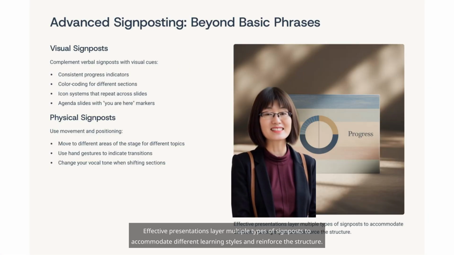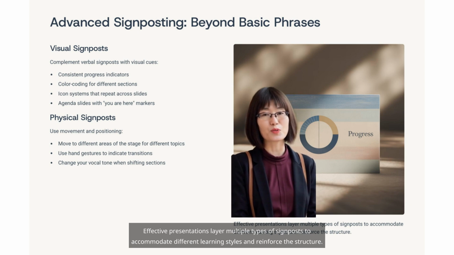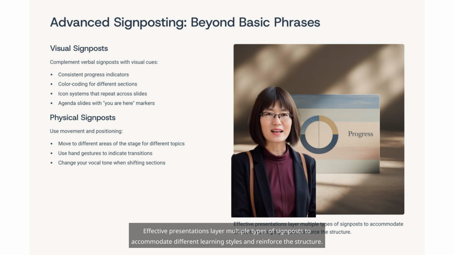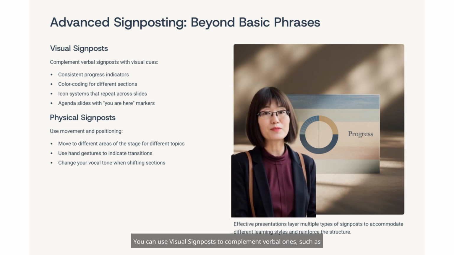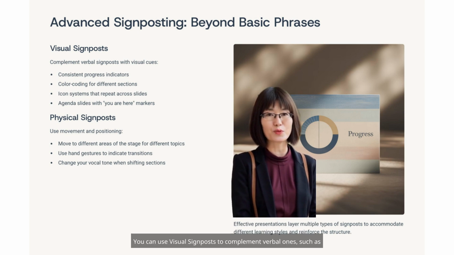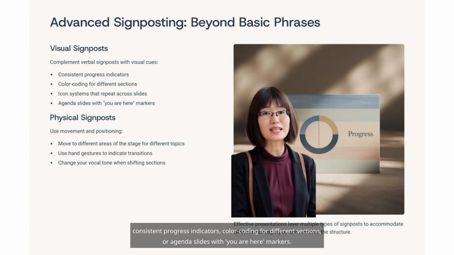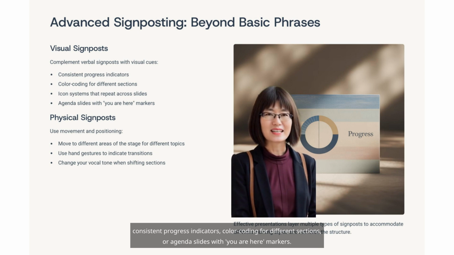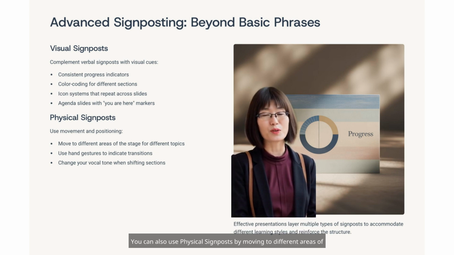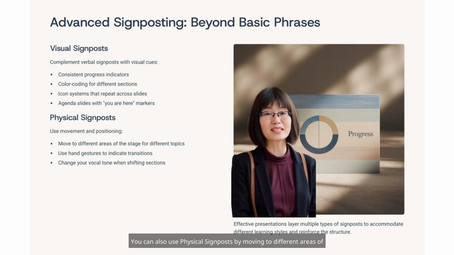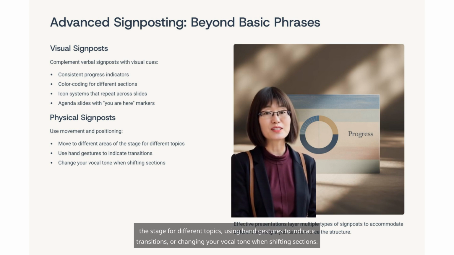Effective presentations layer multiple types of signposts to accommodate different learning styles and reinforce the structure. You can use visual signposts to complement verbal ones, such as consistent progress indicators, color coding for different sections, or agenda slides with "You are here" markers. You can also use physical signposts by moving to different areas of the stage for different topics, using hand gestures to indicate transitions, or changing your vocal tone when shifting sections.